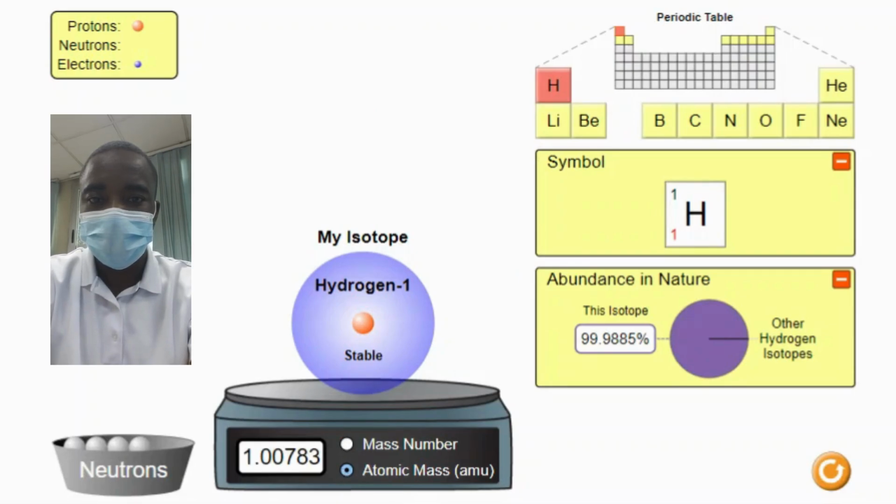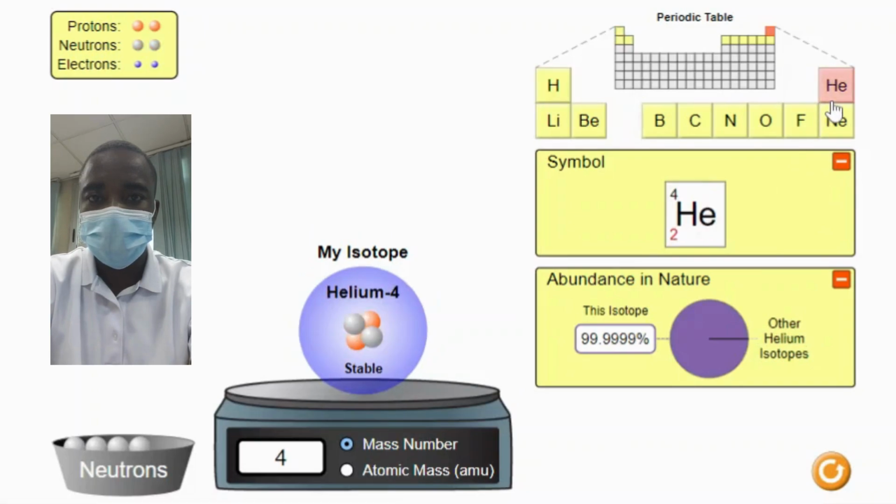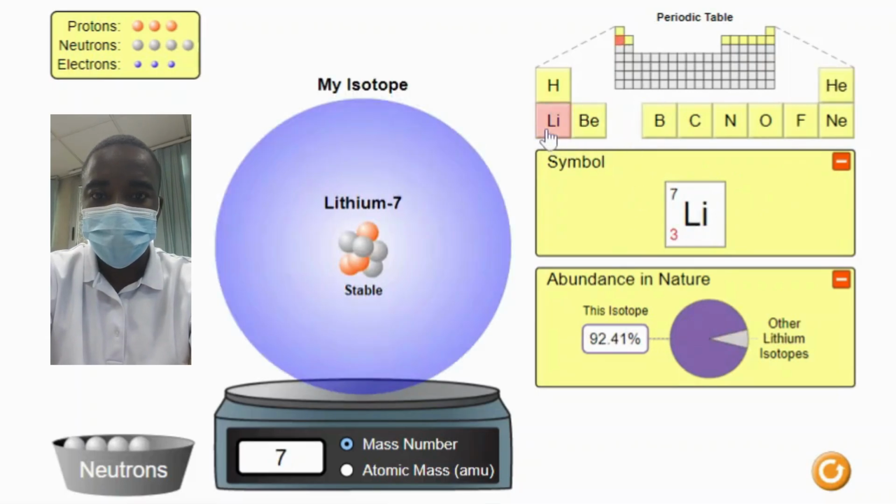The simulation allows students to build isotopes by adjusting the number of protons, neutrons, and electrons. By changing the number of neutrons while keeping the number of protons constant, students can create different isotopes of the same element. This interactive feature helps students understand the relationship between the number of protons, neutrons, and the atomic mass and mass number of the isotope.